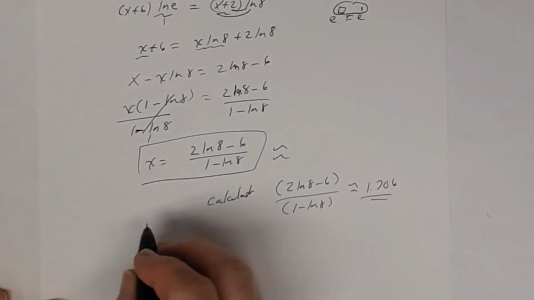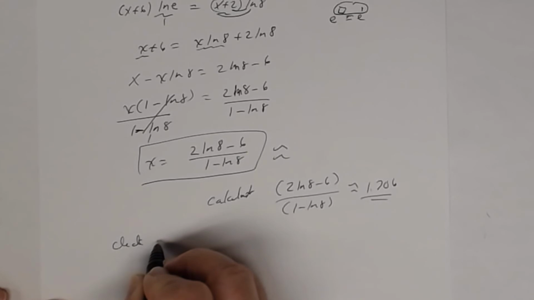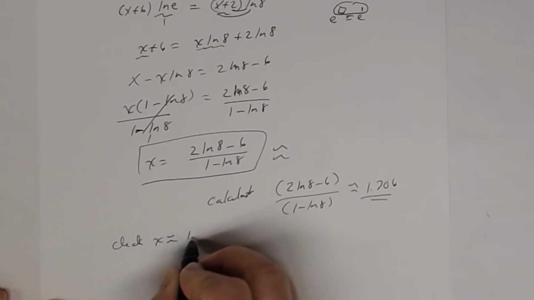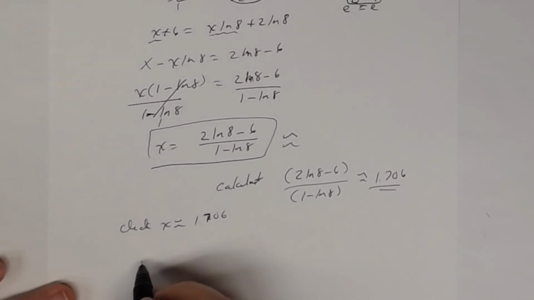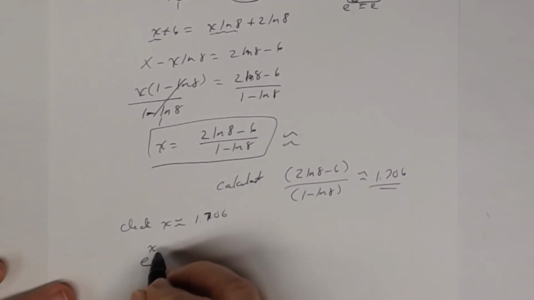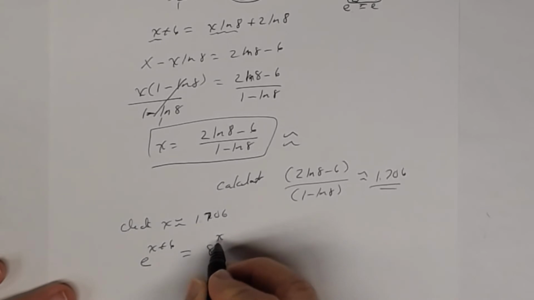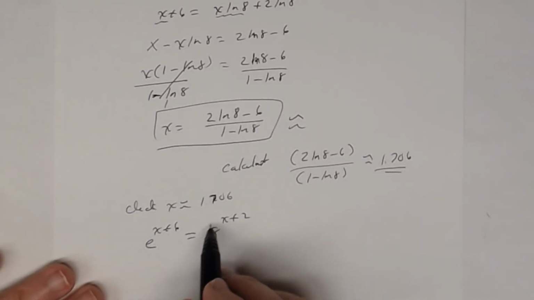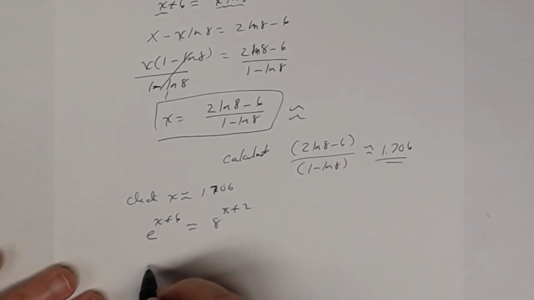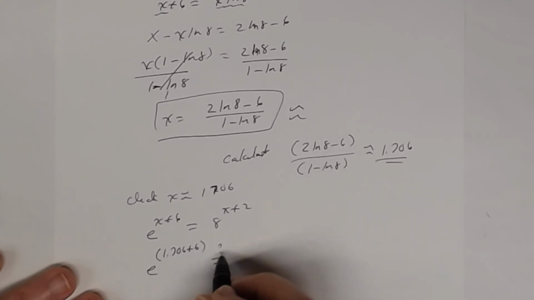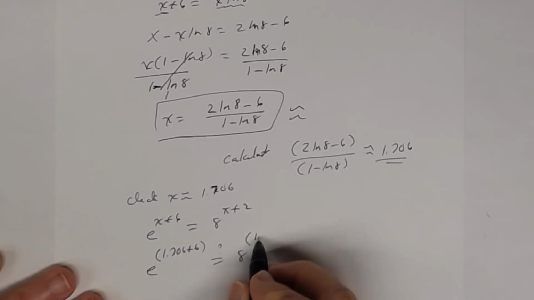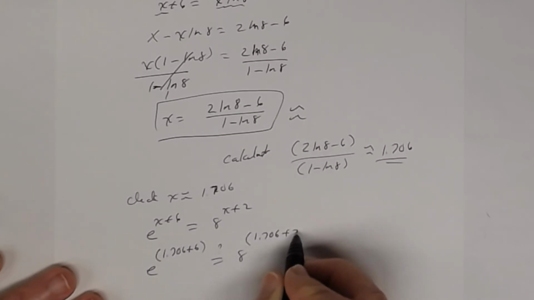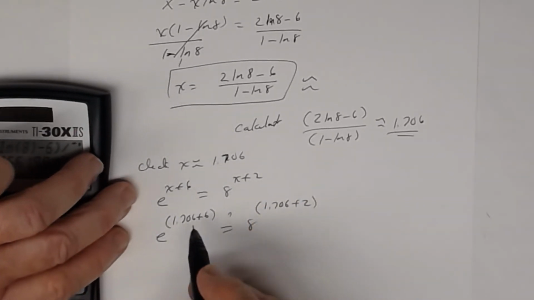Now let's go ahead and check this. I just want to show you how to check this. So let's check x is approximately equal to 1.706. All right, so we have the original problem, e to the x plus 6 equals 8 to the x plus 2. So wherever I see the variable x, I'm going to substitute 1.706, right? So I get e to the, remember when using a calculator, you've got to put the exponent in parentheses since I have two terms here, 1.706 plus 6, and we'll see that's going to equal 8 to the, in parentheses, 1.706 plus 2. Okay, so let's check this one.